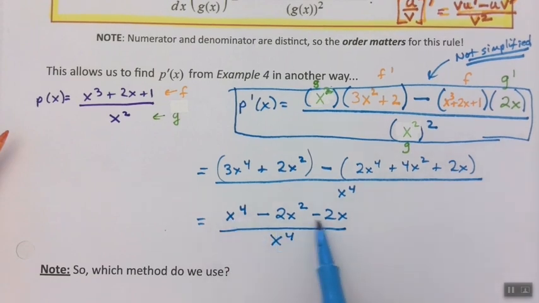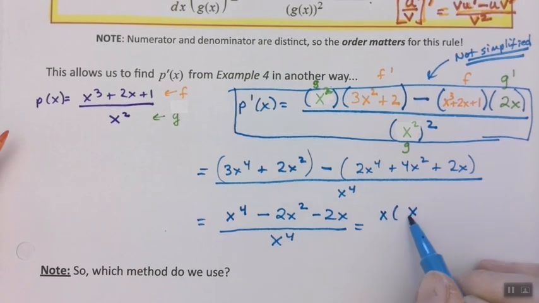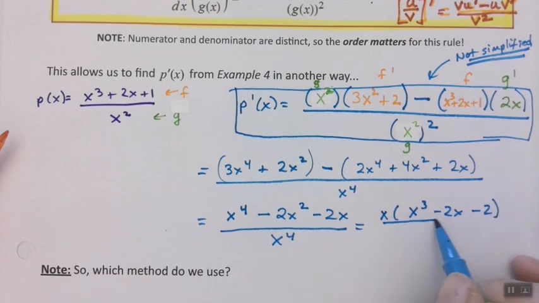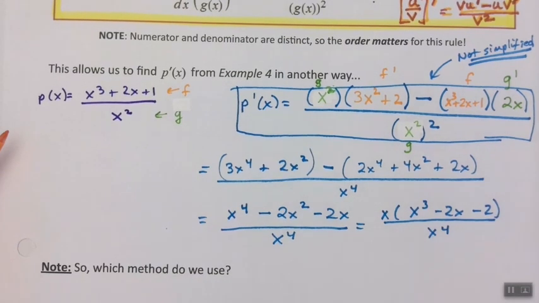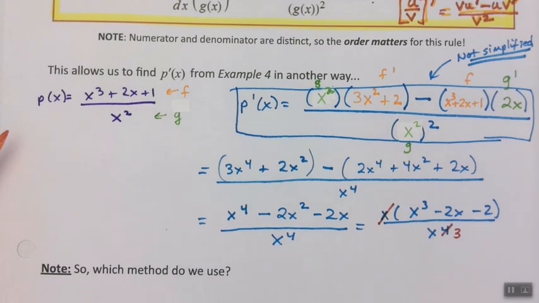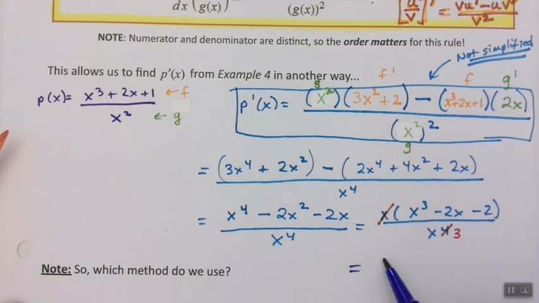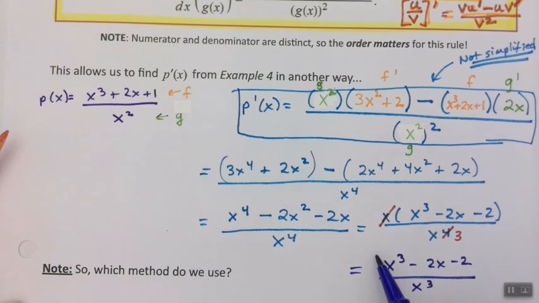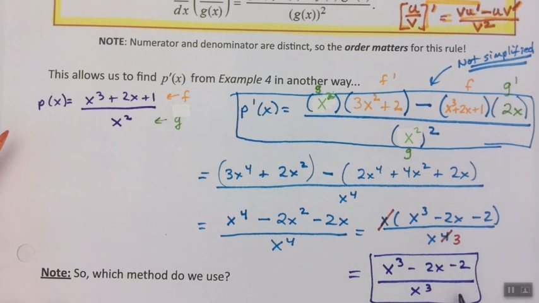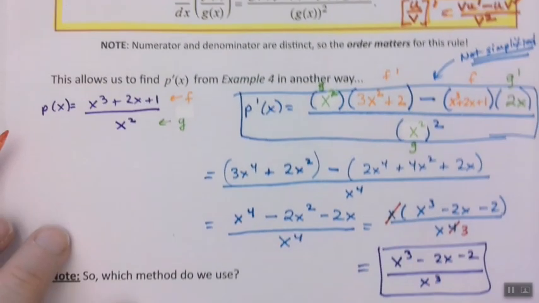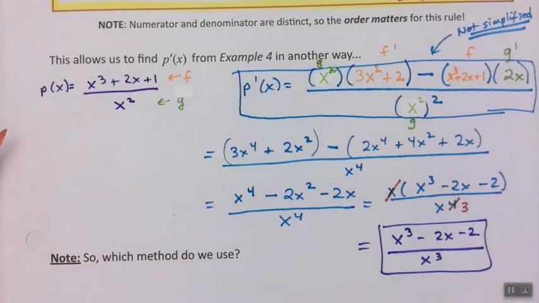Now you'll notice, what do these three terms all have in common? Well, they all have an x in common. So you could factor an x out. It leaves you x cubed minus 2x minus 2. This should start looking very familiar to you, because that x right there will cancel one of those out, and it will leave you x cubed minus 2x minus 2 over x cubed. Huh. That is the same as that. They're identical, right?